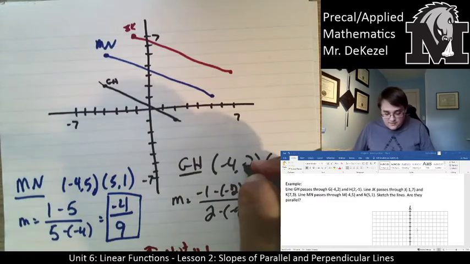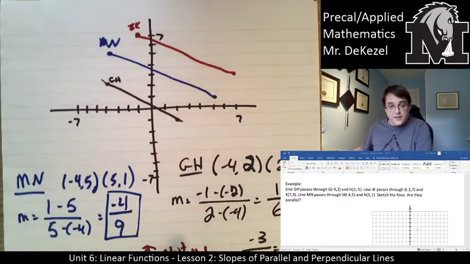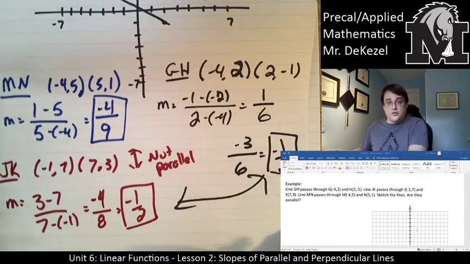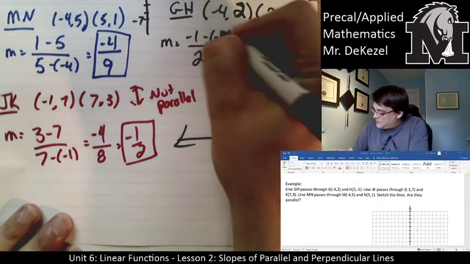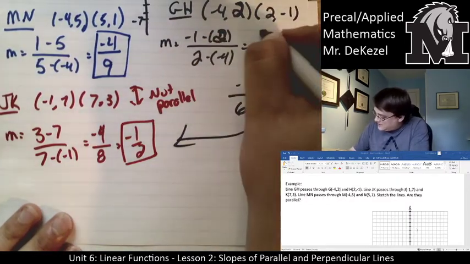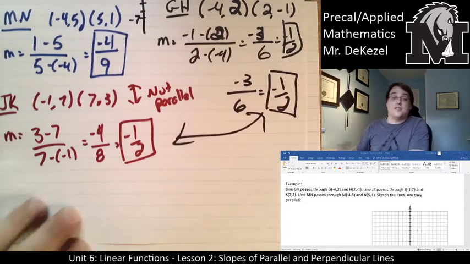This is not a negative 2. This is just a 2. This is just a 2 right here. That is what happened. So that is just a 2, which means that I am subtracting just a 2 here, which makes this a negative 3, reduces to negative 2.